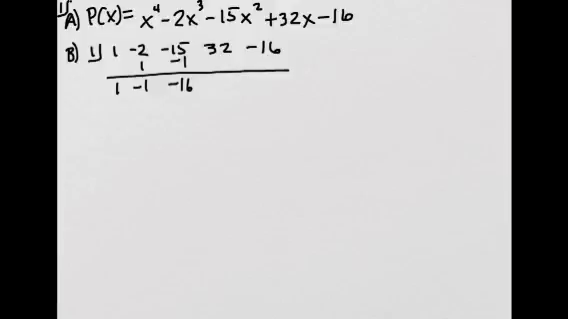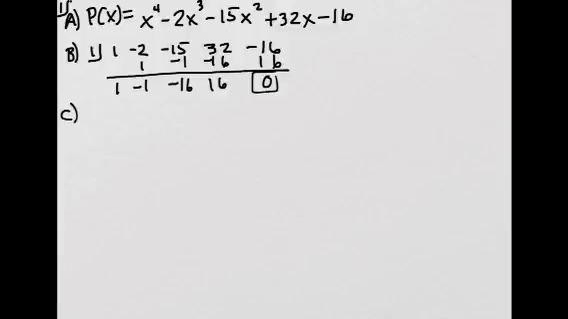Multiply that with 1, you get negative 16. Combine the 32 with the negative 16, you get 16. And then multiply, you get 16. And the remainder is 0. Okay, so that means that yes, it is a factor. For C, it says find the remaining factors.